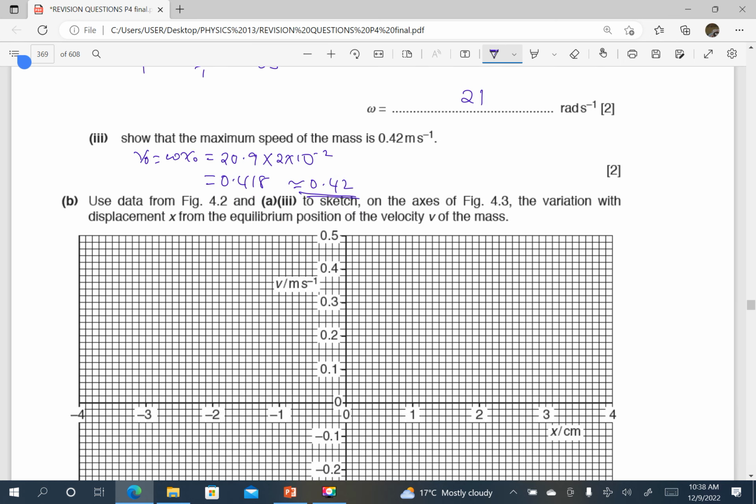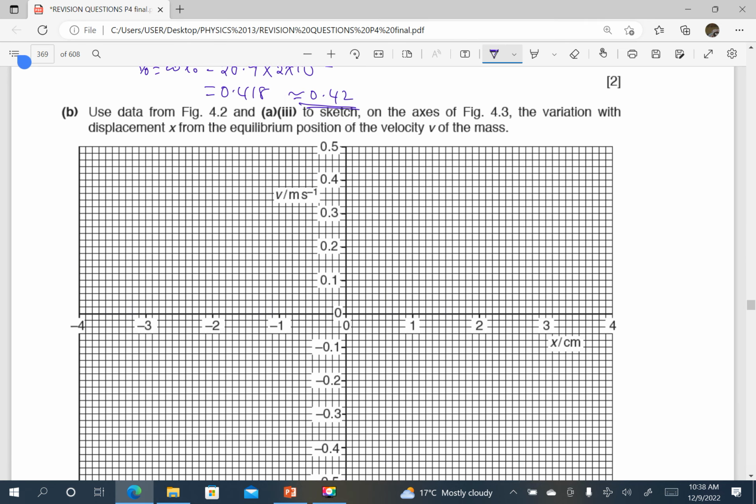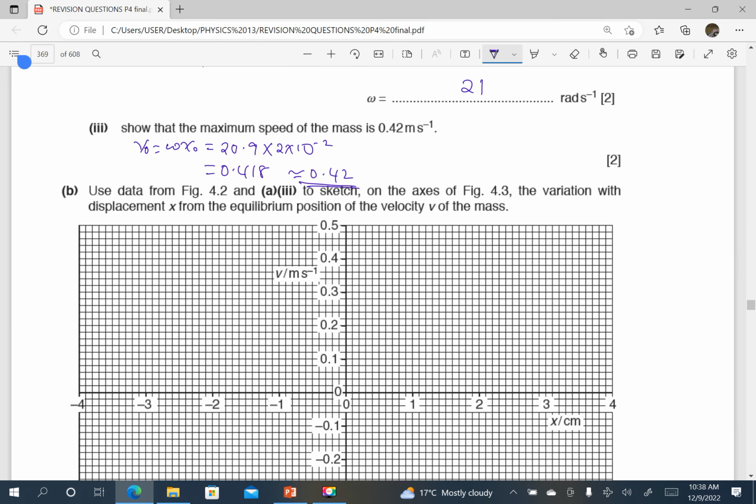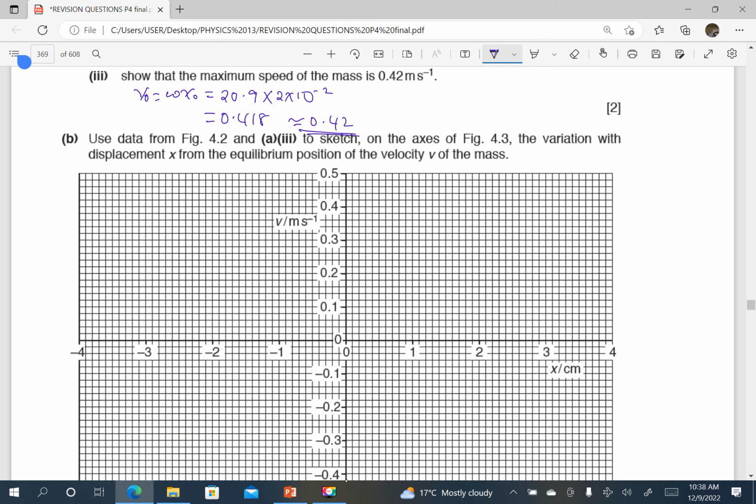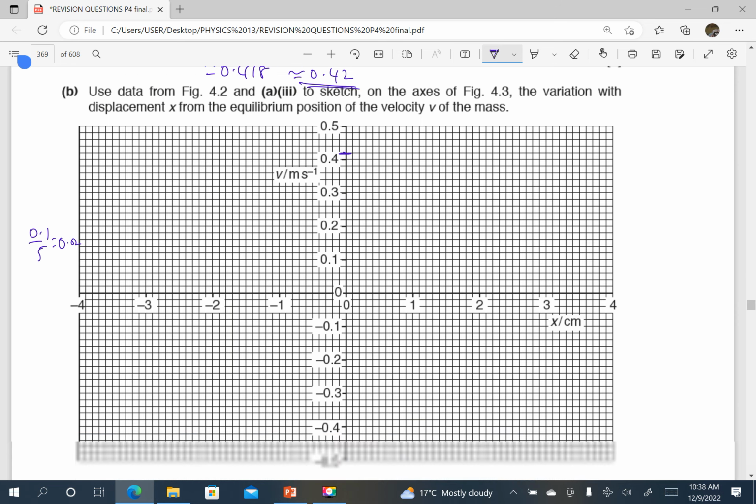Use data from the figure 4.2 and part 3 to sketch on the axis of the figure the variation with displacement x from the equilibrium position of the velocity v of the mass. So note that the maximum velocity is 0.42. On the vertical, the scale is each small square is 0.1 divided by 5, which is 0.02. So this one is going to be 0.42.